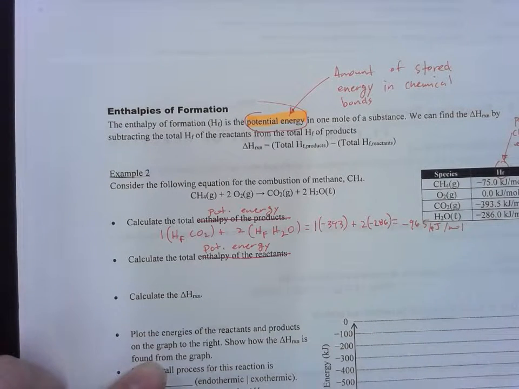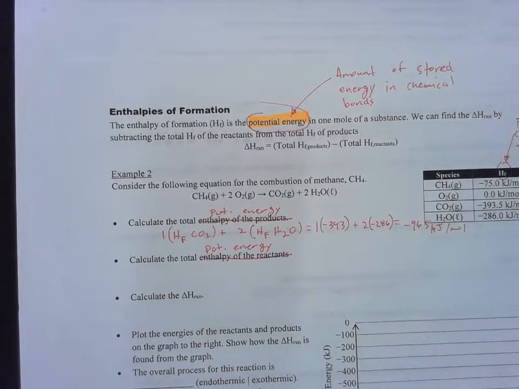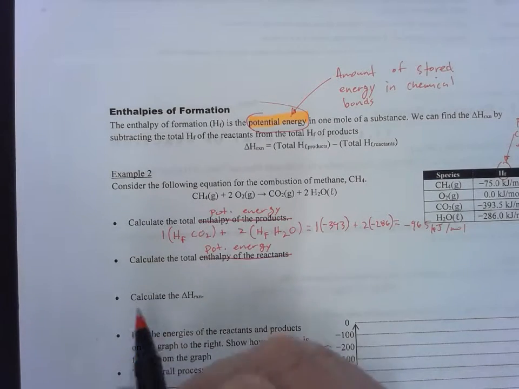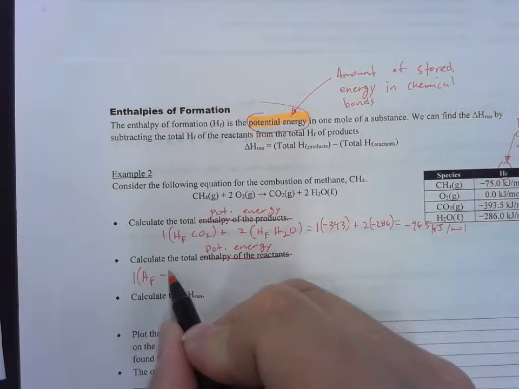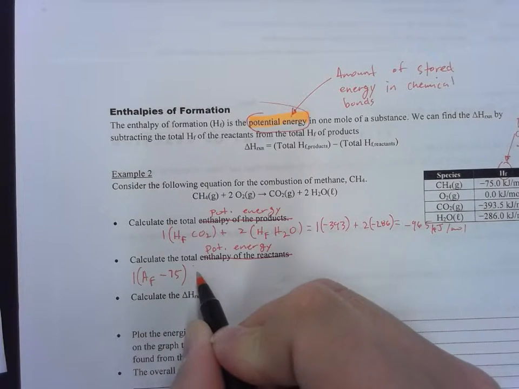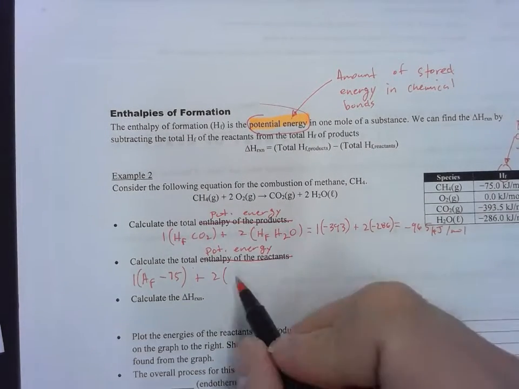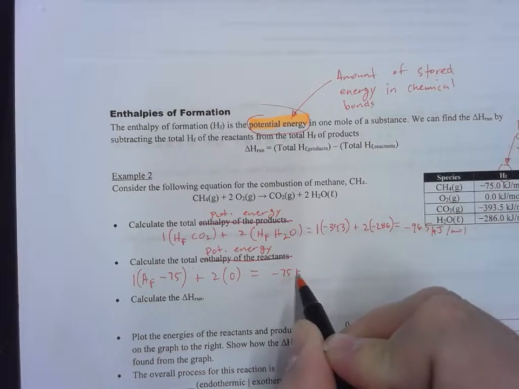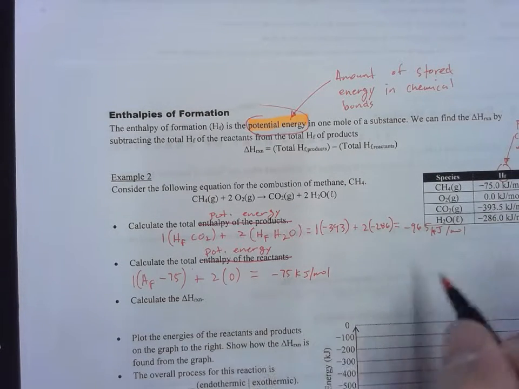Okay, sorry, let's go ahead and calculate the total potential energy for the reactants. So we've got CH4, 1 times the potential energy of CH4, which is negative 75 kilojoules per mole, plus 2 times O2, which is 0. That's a grand total of negative 75 kJ per mole. So calculate the delta H of the reaction.